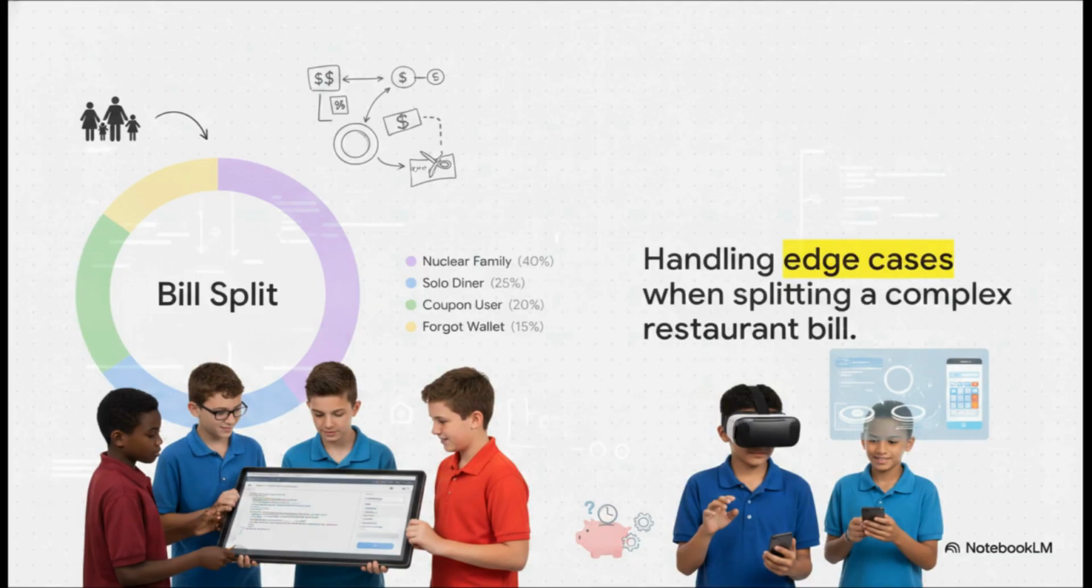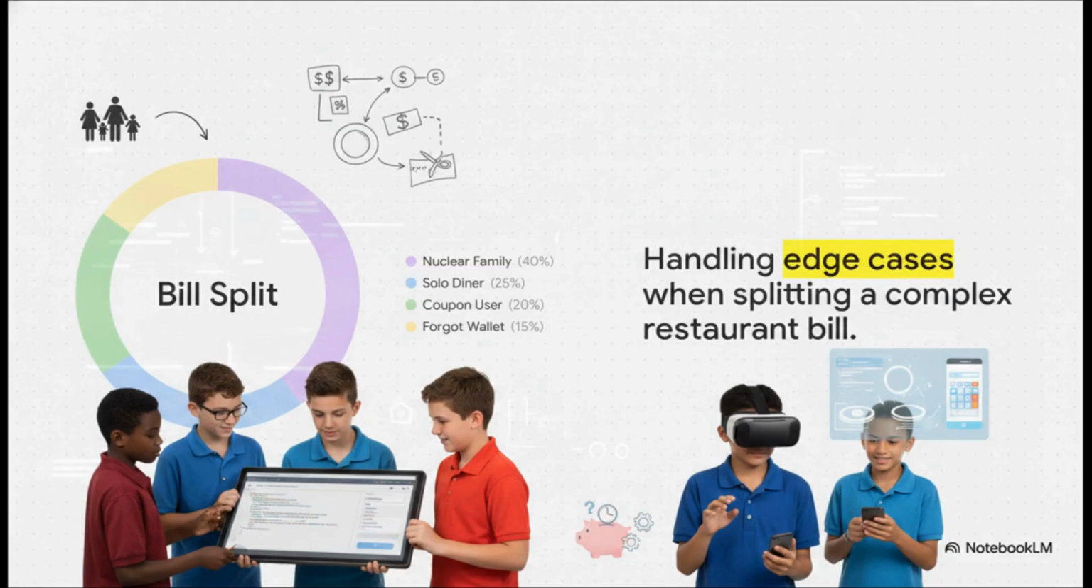When we started breaking down the data, we quickly realized our system was going to have to handle a ton of edge cases. I mean, it wasn't as simple as just dividing the total by the number of people at the table. We had to build actual logic for a nuclear family of 4 paying jointly, apply a 20% off coupon for a solo diner covering their own stuff, and then my personal favorite, figure out how to charge simple interest to that one uncle who always forgets his wallet and promises to pay you back later.